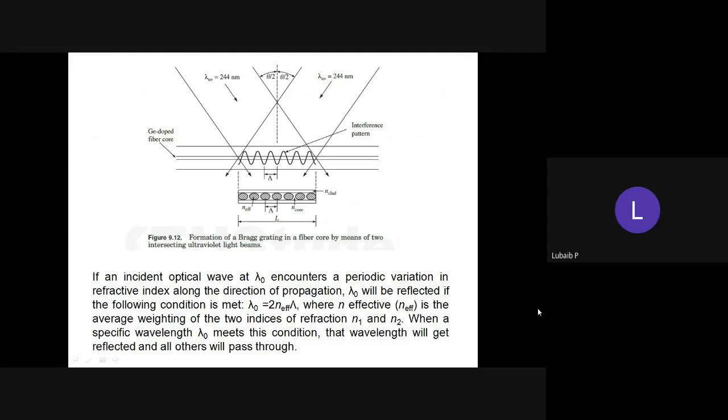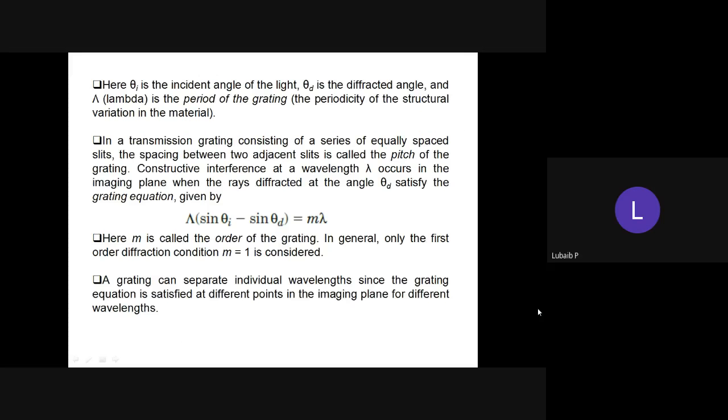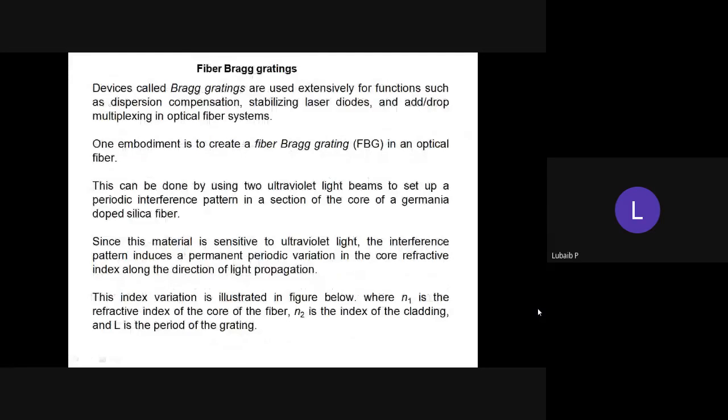So we have to filter out a particular wavelength. In the figure in the previous section on basic parameters, you can see that an incident ray having wavelengths lambda 1 and lambda 2 is incident on a surface, and by the reflection grating we can separate out these signals with different wavelengths. That is the basic idea behind optical filtering. Grating is an important technique, and the fiber Bragg grating is the commonly used technique here.